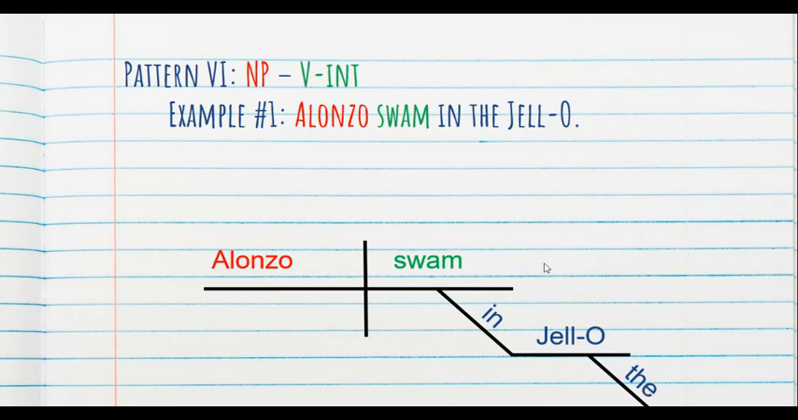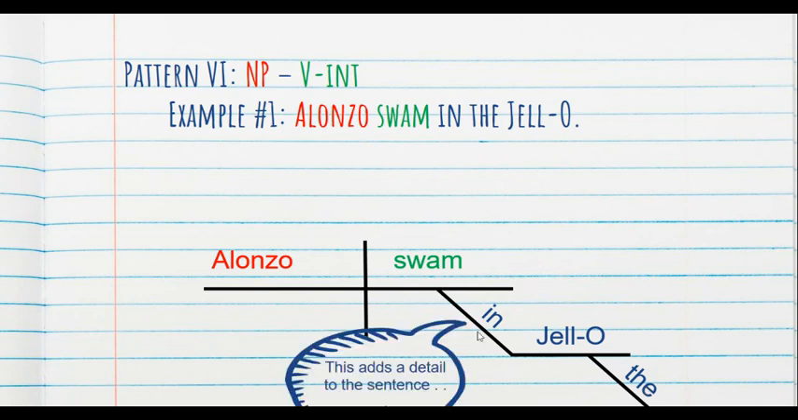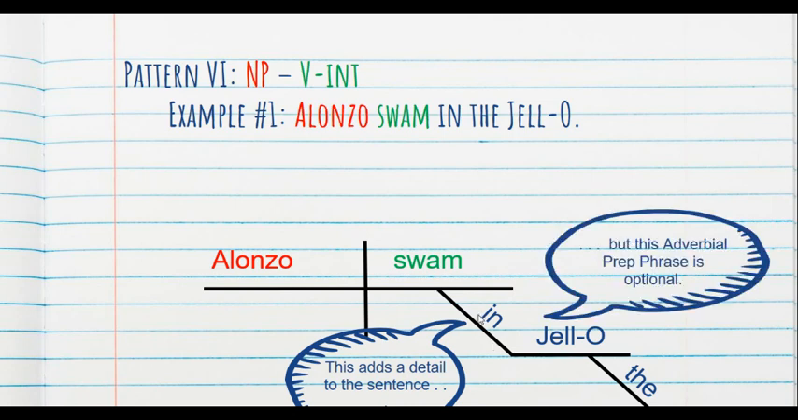And it's a nice little pattern 1 for us. Right? Adds a nice little detail to the sentence, but you don't have to have it. It's purely optional. So I could say Alonzo swam. Yeah, it still makes sense. You see the difference? If I was a pattern 1, I could say Alonzo is in the Jello.